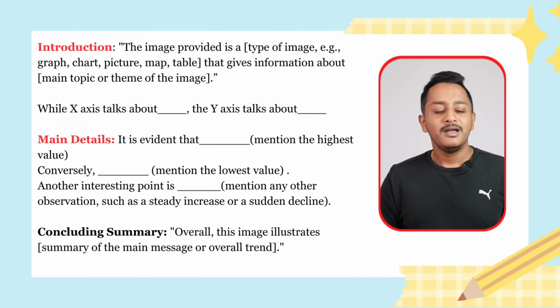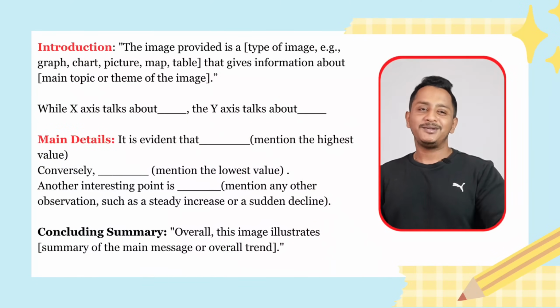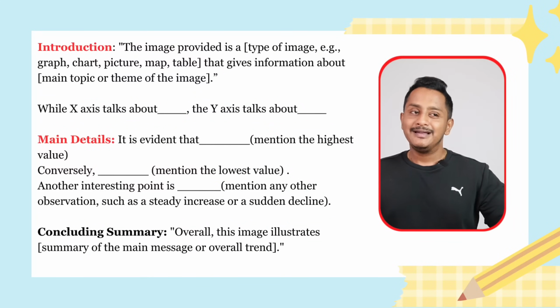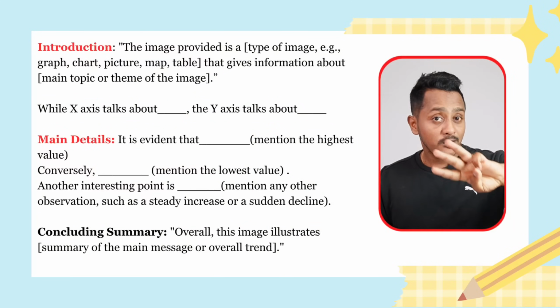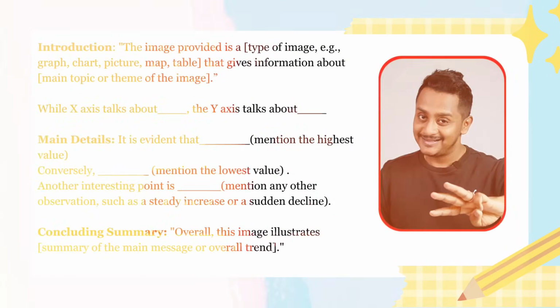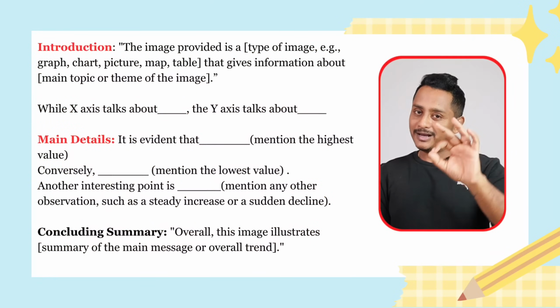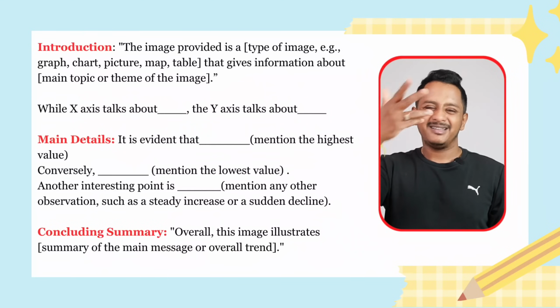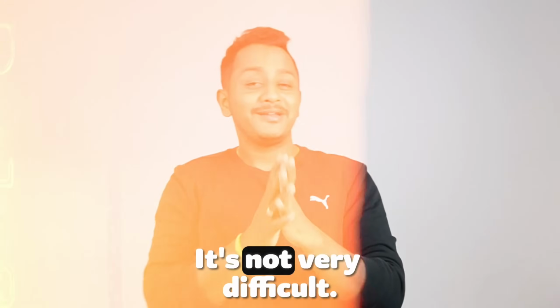Your logic is not required. Just say conversely, or you can tweak the template to on the other hand and speak something. Then another interesting point is that 3 different sentences, long sentences, meaning lengthy sentences, is what you need to speak for any image. After this, overall the image illustrates. Now you conclude. Read the title or whatever it is. It's not very difficult. It's simple.